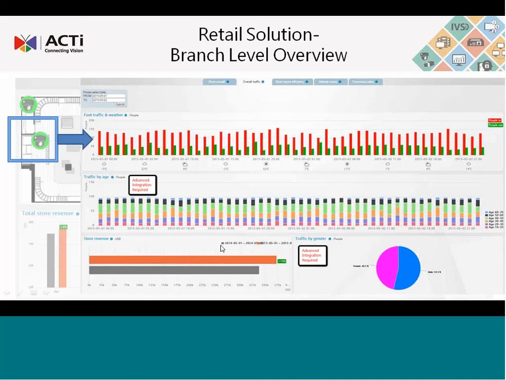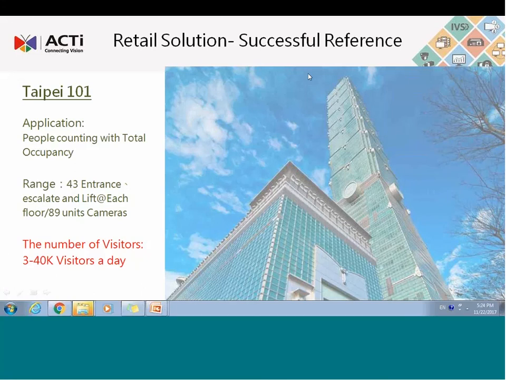And here is our successful reference. Here is the Taipei 101 application. It's people counting with total occupancy. I'm not sure if you know Taipei 101, which is the biggest shopping mall in Taiwan. It has 43 entrances, escalators, and lifts. The entry floors have 89 cameras doing people counting, and we do the total occupancy, so they can do marketing analysis, and also plan evacuation routes based on different occupancy.